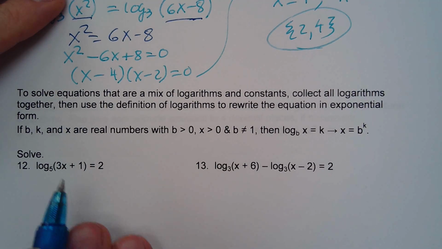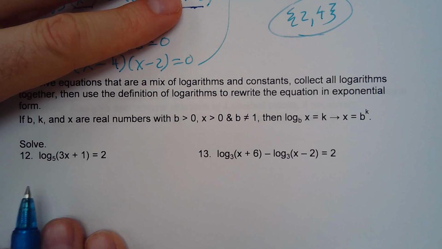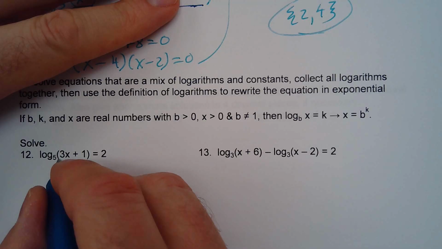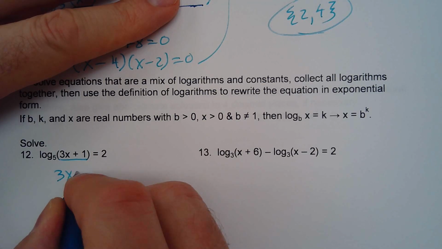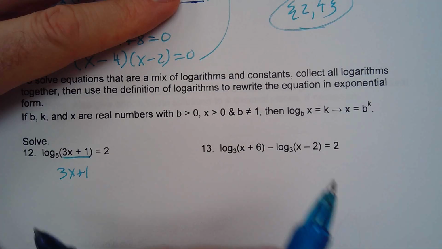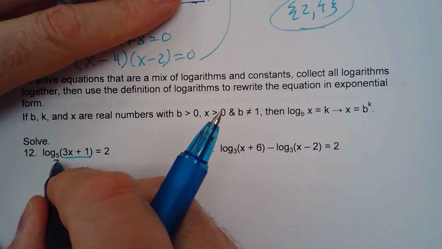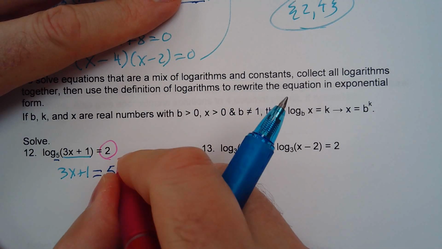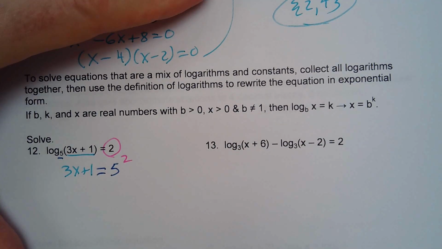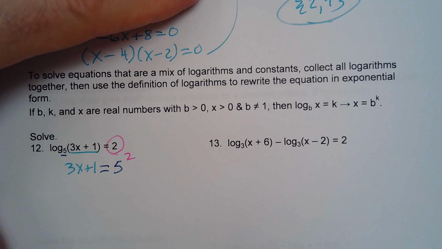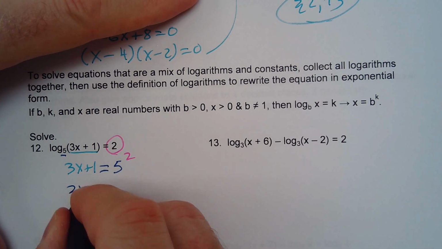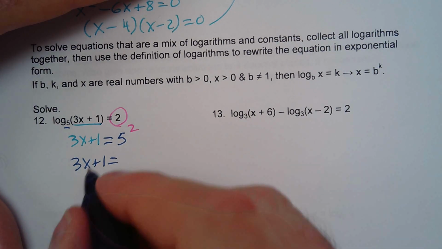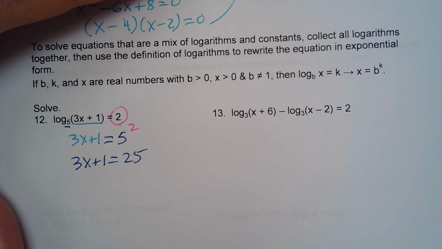So, this is exactly what I have here. I've only got logs on one side. So my argument here is 3x plus 1. My base here is the 5. And my power is going to be the second. So this would be 3x plus 1 equals 5 squared. 5 times 5 is 25.